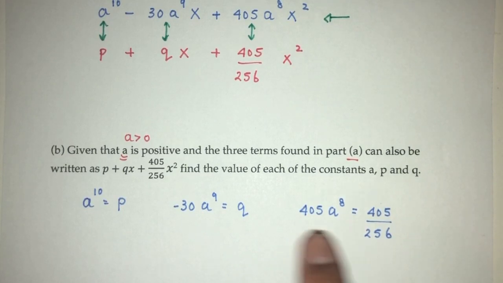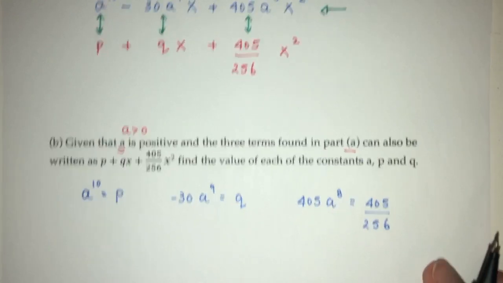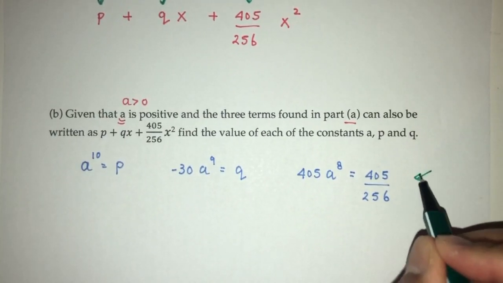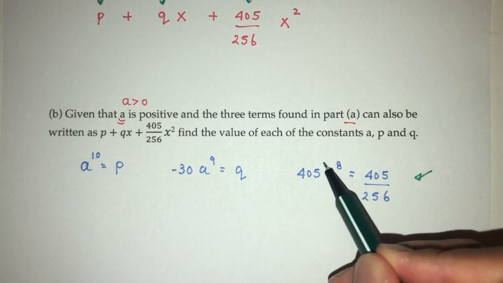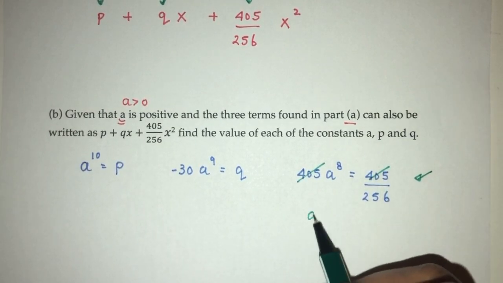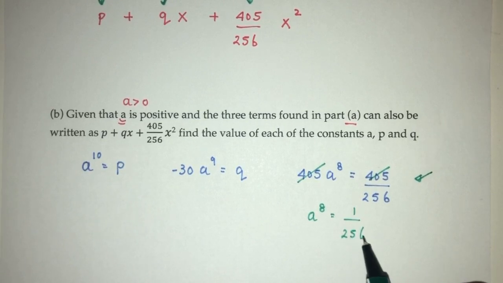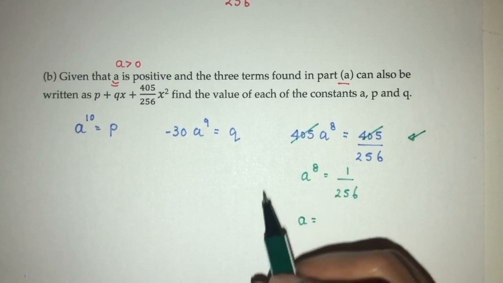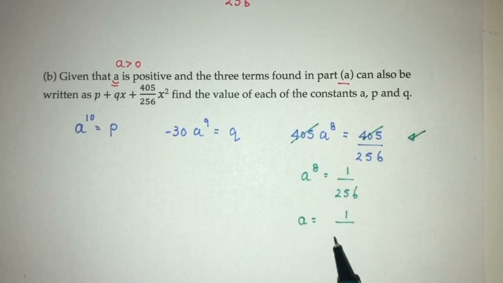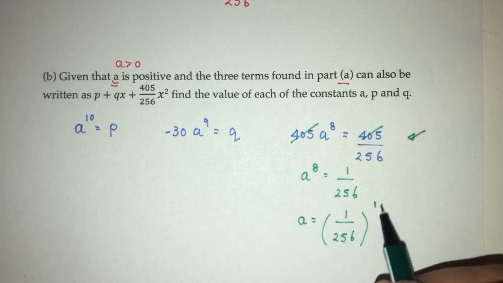Now we have to use these three equations to find the value of A, P, and Q. The easiest one will be to begin with this, right? We can just cancel out these two values, 405 and 405. Now you will have A power 8 will be 1 over 256. To simplify this is pretty easy. We send this over here, that will give you 1 over 256 to the power 1 over 8.